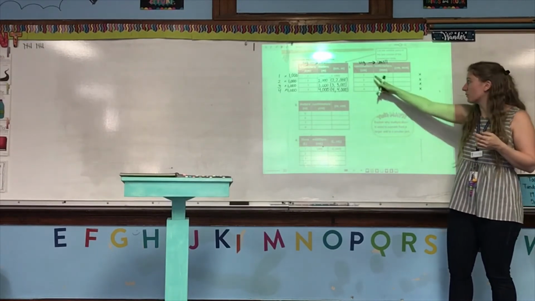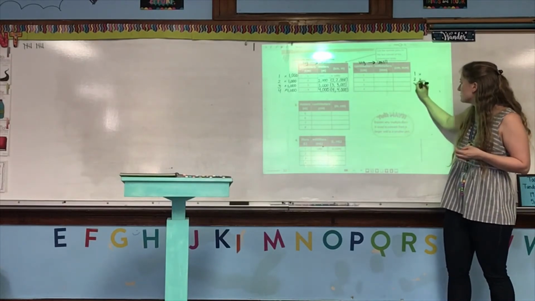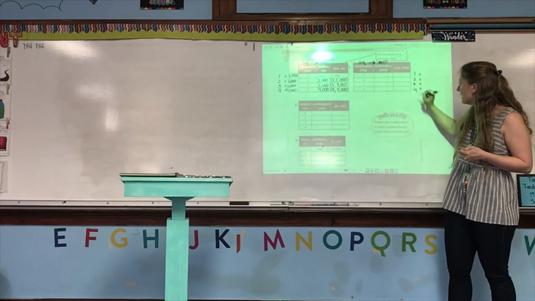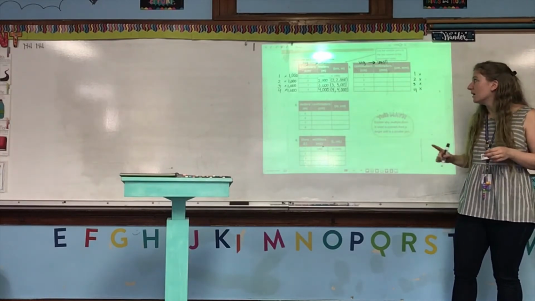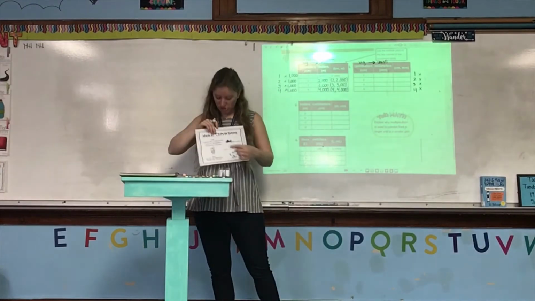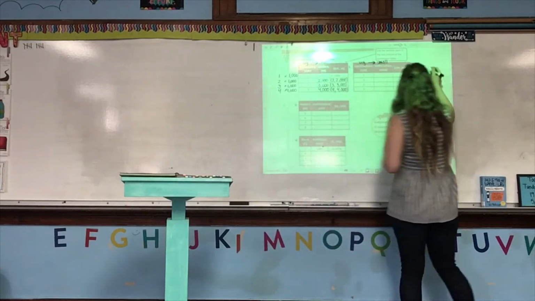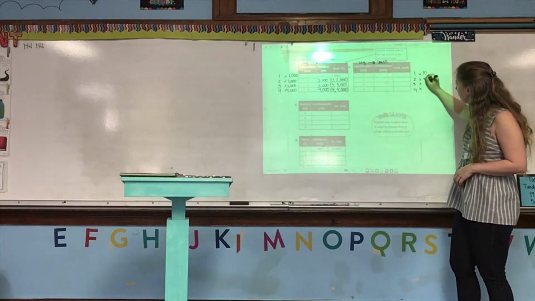Well, first, we start with what we know, which is 1 centimeter, 2 centimeters, 3 centimeters, and 4 centimeters. Now we're going to multiply by the number of millimeters in a centimeter, which our conversion chart tells us is 10. So we're going to multiply by 10 each time.